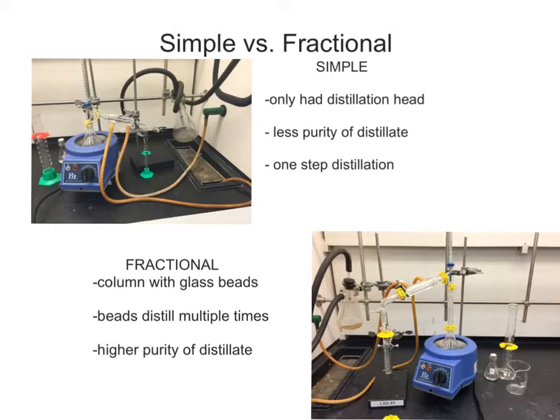In simple distillation, we expect less purity of the distillate, and it's a one-step distillation process, while in fractional distillation, we are going to do several small distillations, I guess you can call them, inside the column. That's what the beads are there for, and we expect a higher purity of the distillate.